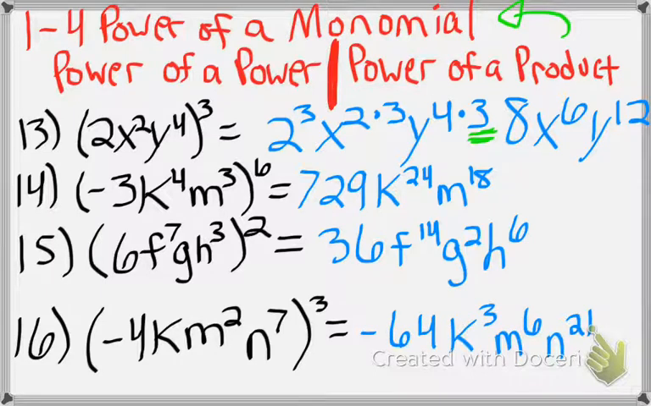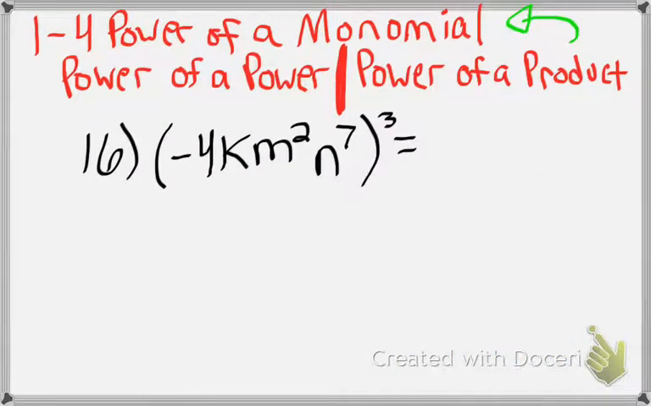Alright, you get negative 64 times k to the 3rd times m to the 6th times n to the 21st. This next part's me explaining it, so you can fast forward if you already got the correct answer. When you do everything to the 3rd power, everything on the inside of the 3rd power, notice you have negative 4 to the 3rd power. That means you have a negative number times a negative number times a negative number. Well, negative times negative times negative, that's a negative number. So that's why you're going to have a negative answer.